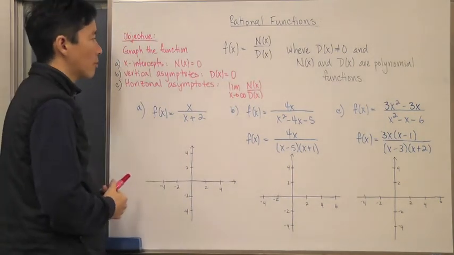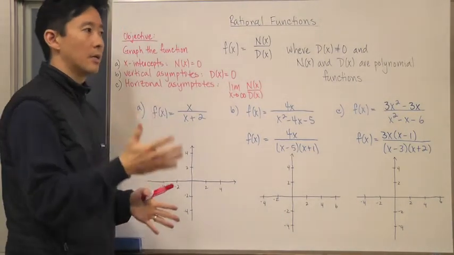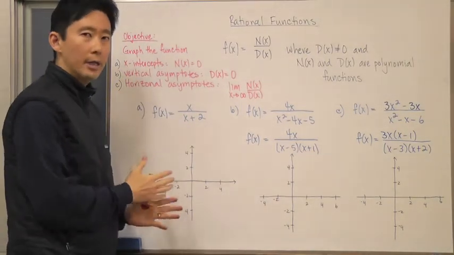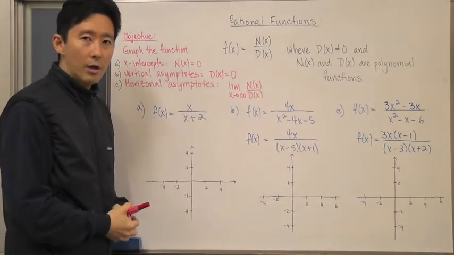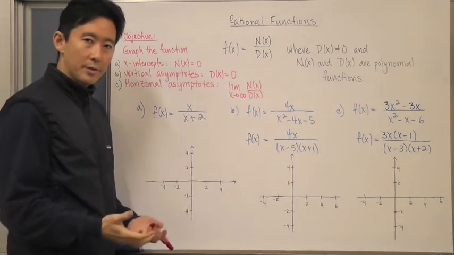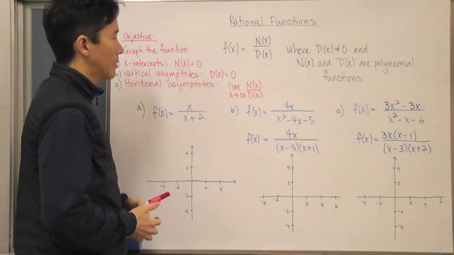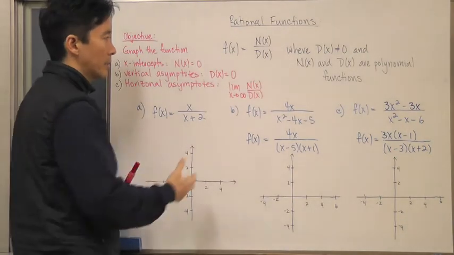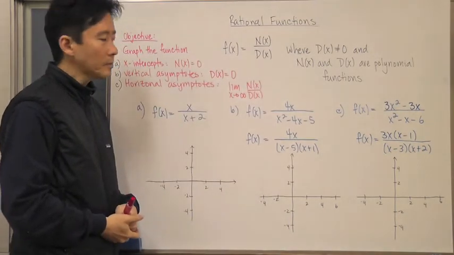Now we also want to know where our vertical asymptotes are, because our vertical asymptotes are, visually and graphically, vertical dotted lines that our graph cannot cross. So that's going to help us also determine what the graph is going to look like. That's going to be important information. And the way that we find where the vertical asymptotes are is we let the denominator function be equal to 0 and we solve for that.